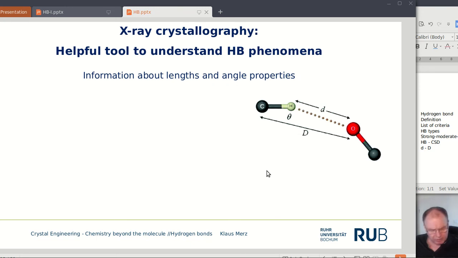Have a closer look at the hydrogen bond. Well, this is the pattern we are talking about.